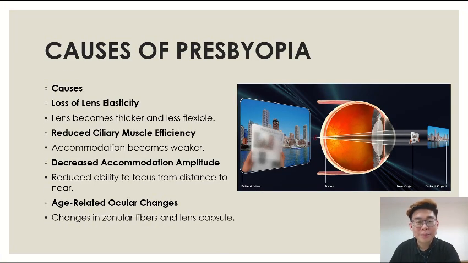Next, the causes of presbyopia. The major causes of presbyopia include loss of lens elasticity, reduced ciliary muscle efficiency, decreased accommodation amplitude, and age-related changes in the lens capsule and zonule fibers. These changes reduce the eye's ability to focus on near objects.